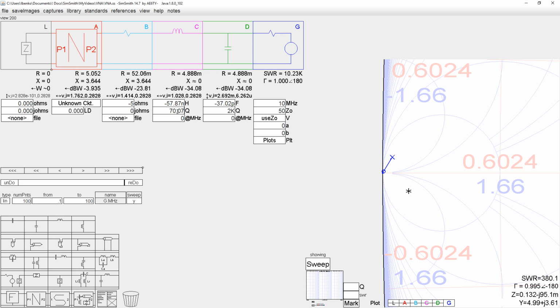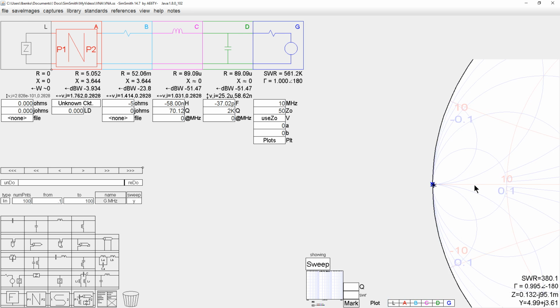I'm doing this by moving the mouse wheel, and I'm holding the shift and control keys down so I can control stuff. The inductance value is pretty sensitive, so that's pretty close. Well, that's very good, 58 nanohenries. And the Q now, okay, that looks very, very good.